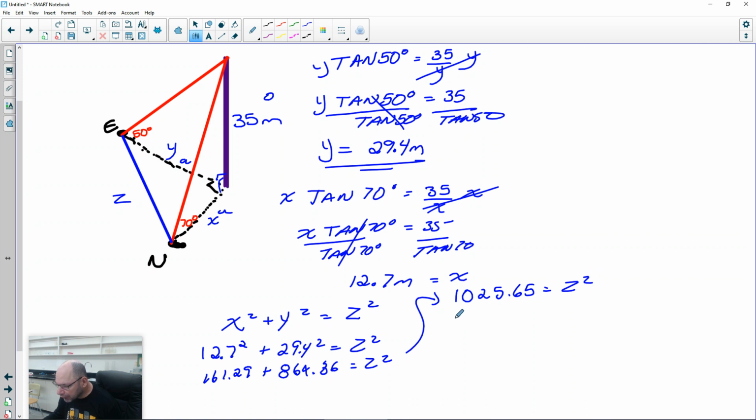So square root that. Okay, square root of that, I get 32.02, so we'll say 32 meters. So z equals 32 meters. Okay, so there's two examples, they both use tan, but that's okay.